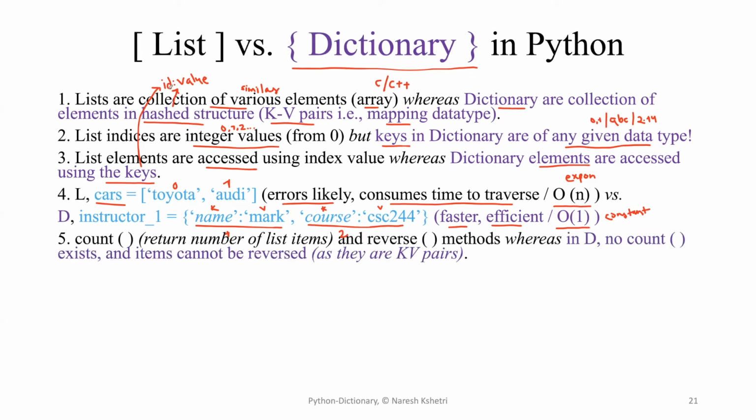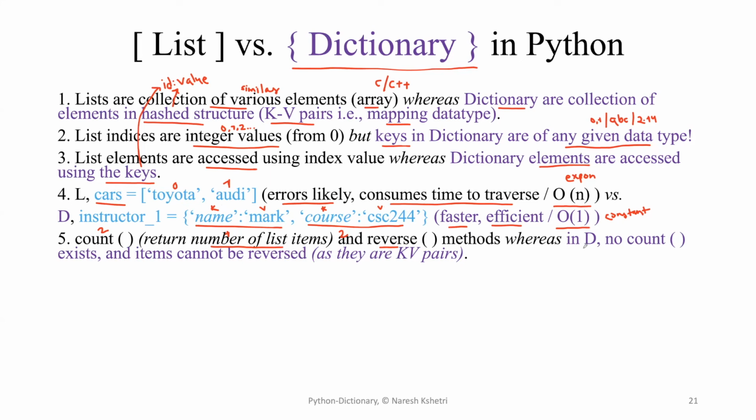And the last difference is something about the functions. For example, we have a count function that can return the number of list items. If we use count over here on the car list, it gives 2 because we have 2 items. And we can also use the reverse method to reverse the list. If we use the reverse method, it will not sort alphabetically, but it will reverse the values of the list. Whatever values you have, it reverses them.